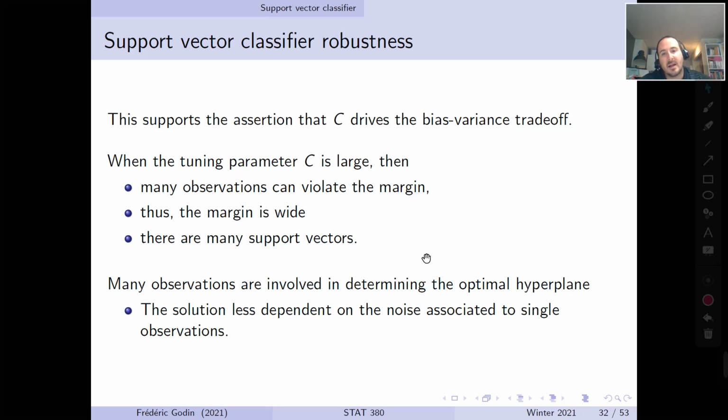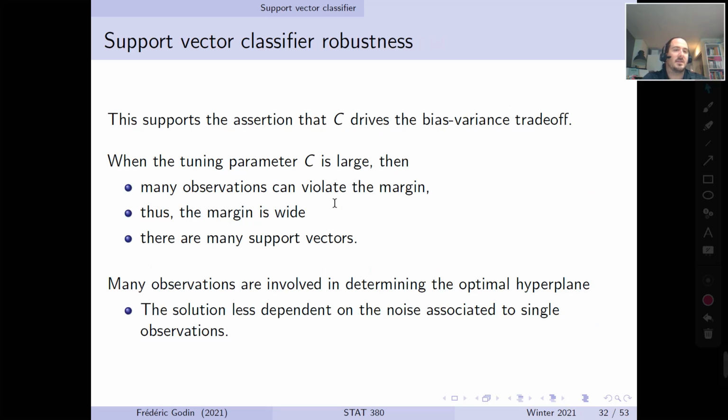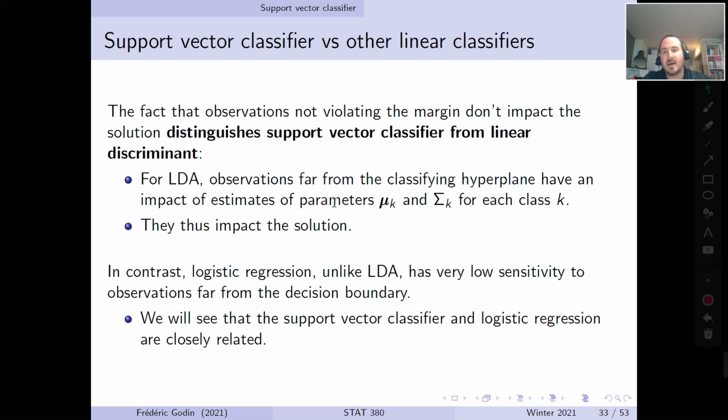So we can see that when C is large, you have more violation and the margin is wider, and you have more support vectors, so more stability. Okay, so let's not illustrate that right now. We'll show that later. Okay, let's switch slide. This also highlights a key difference between discriminant approaches and the support vector classifier approach.